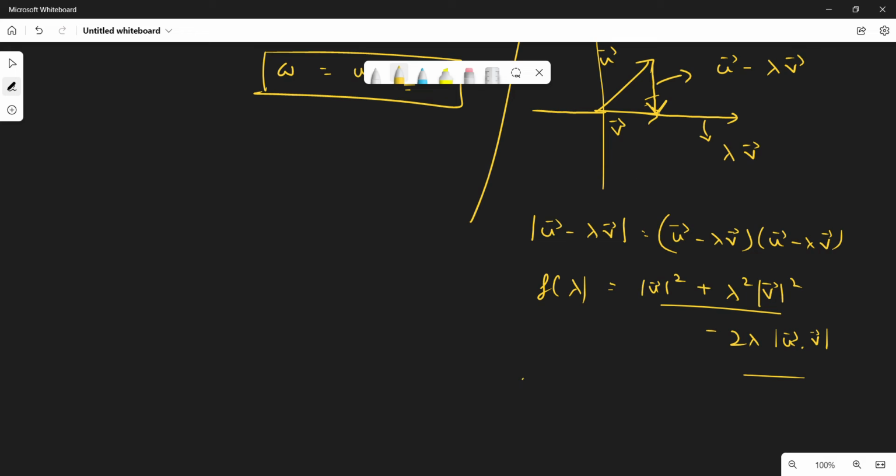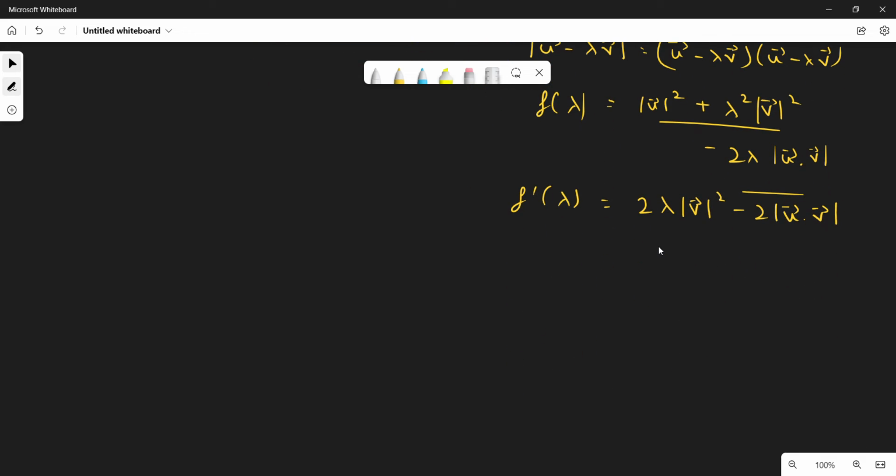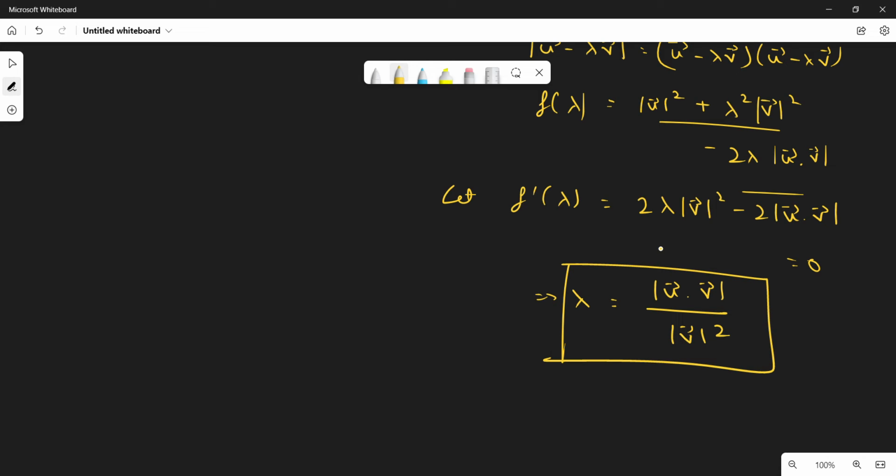By the first differentiation you get this as 2 lambda mod of v square minus 2 times u dot v. Clear? So you are trying to find the minimum distance, so you need to minimize this. So let this be equal to 0, which implies lambda has the value u dot v over mod v square. So this is the value of lambda.